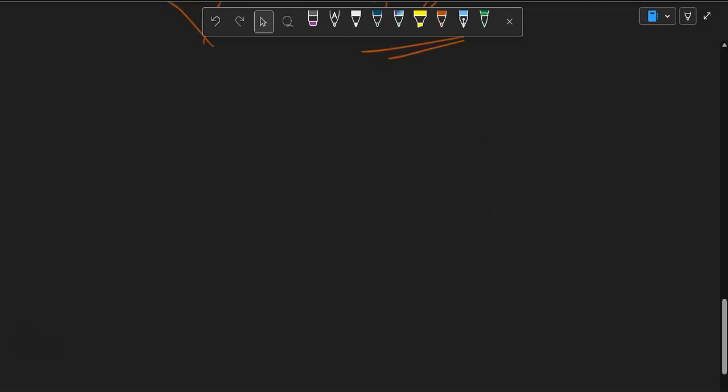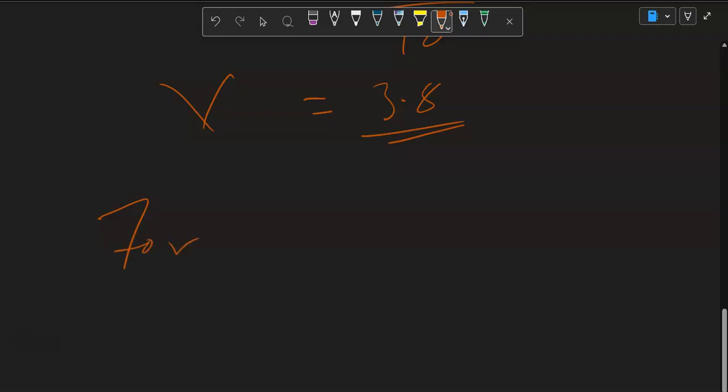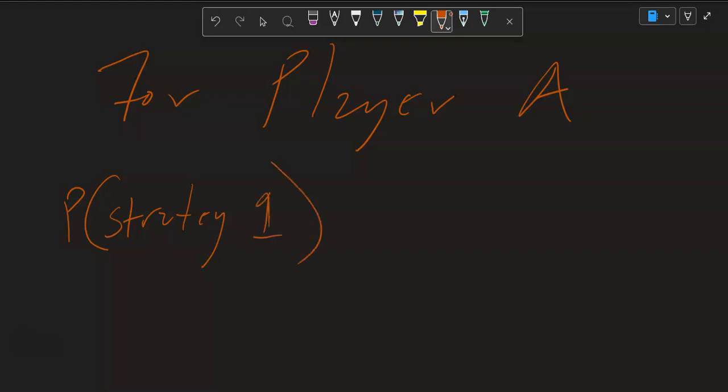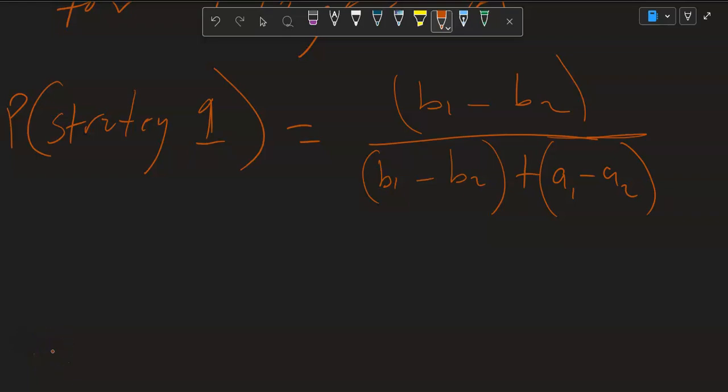All right, we have looked at our game value. Now we look at strategy A, so for player A. Player A has 2 strategies. So what is the probability, P, that he will choose strategy 1? What is the probability that this guy will choose strategy 1? This calls for another formula. Let's put that formula down, and there we go.